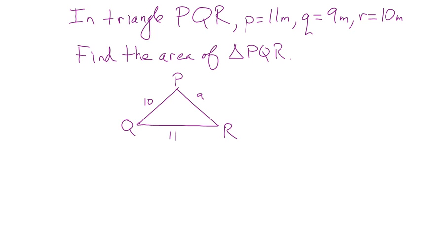Sure, why not, right? I mean, we could do P, but then we'd have to draw our altitude somewhere else, and that's just kind of awkward, so Q works for me. Okay, so we want angle Q.